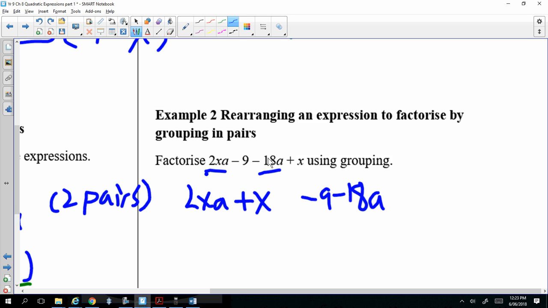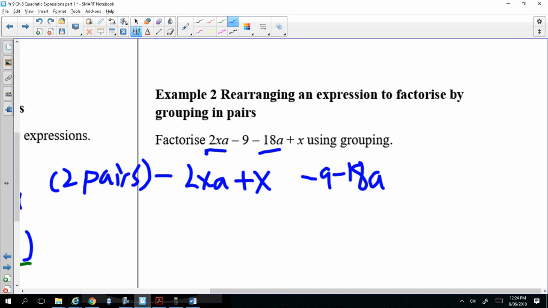The negative stays with the term. Be careful. See the negative in front of 18? That negative stays. The plus in front of x stays as plus in front of x after you move. Now, we can take out a common factor. What's the common? It doesn't work. See, because 2xa and 9, there's no common factor. We can't do anything. So when you can't do anything, you can rearrange it.